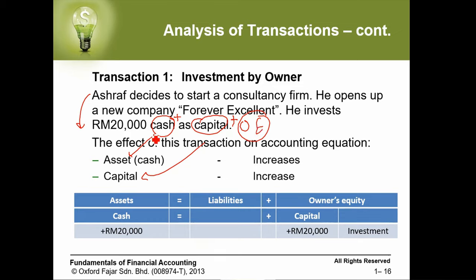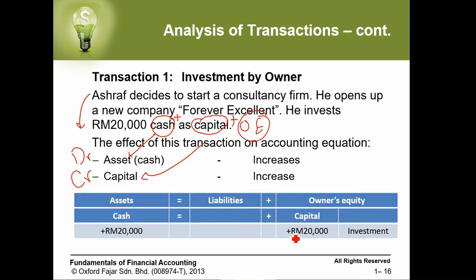So the capital increases, so it's plus. Then the cash, when increased as an asset, does it go to the debit or the credit side? It will go to the debit side because an asset when increased goes to the debit side. Capital increase, does it go to the debit or credit side? It will go to the credit side because it's capital and it increases. This is what we call analyzing the transaction.